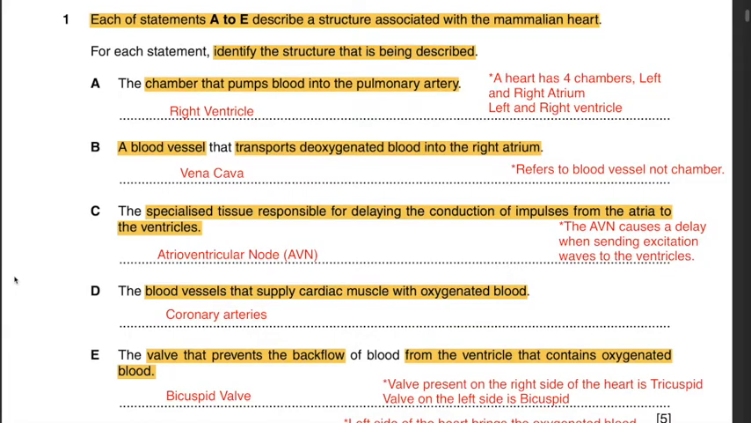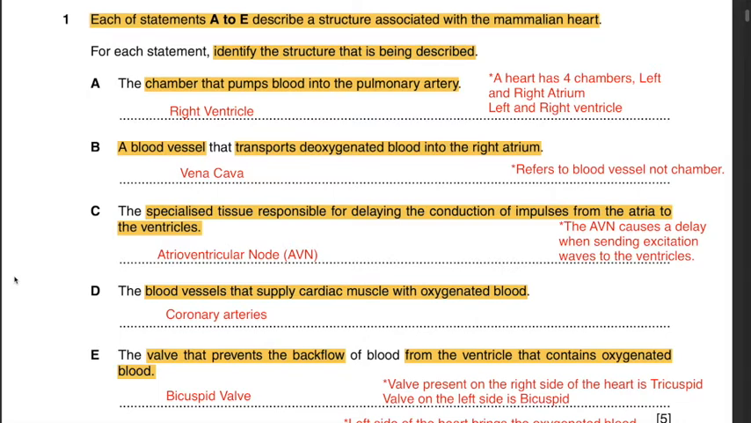Question 1. Each of the statements A to E describe a structure associated with the mammalian heart. For each statement, identify the structure that is being described. A. The chamber that pumps blood into the pulmonary artery. The keyword over here is chamber, and it pumps blood into the pulmonary artery.